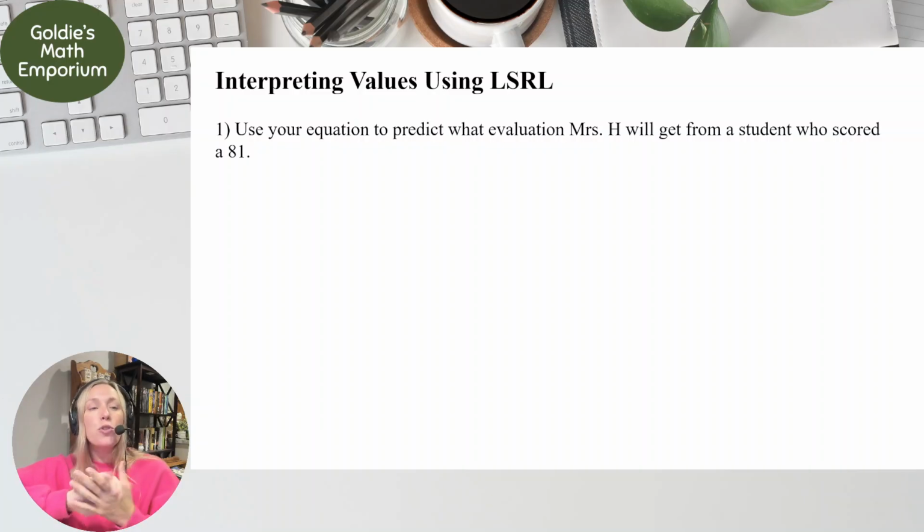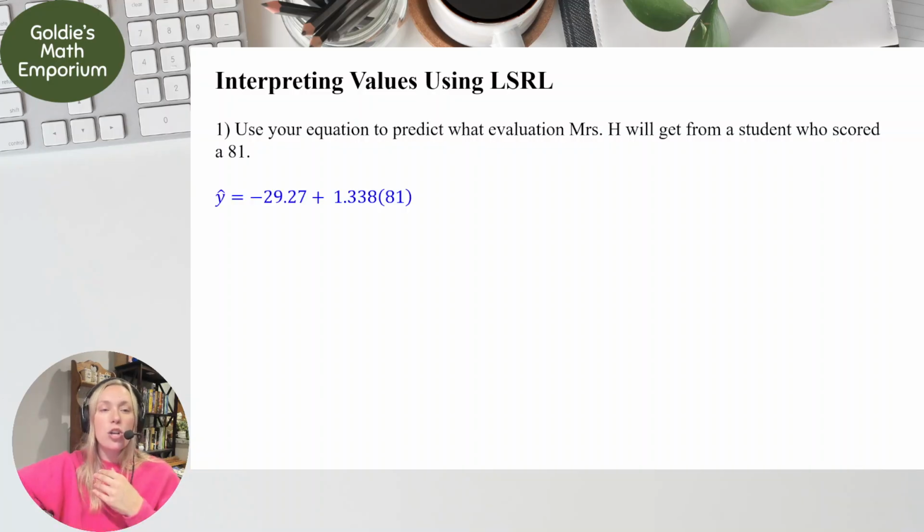Okay? So a student who scored an 81, the student's score in class was our x variable. And the evaluation Mrs. H gets is going to be the y variable. So we're going to take our equation and plug 81 in for x. We do the math and we'll get a y hat value of 79.1. So if we were to interpret that, we would predict that Mrs. H would get an evaluation of 79.1. Okay? So that's one of the big things we can do with our least squares regression line.